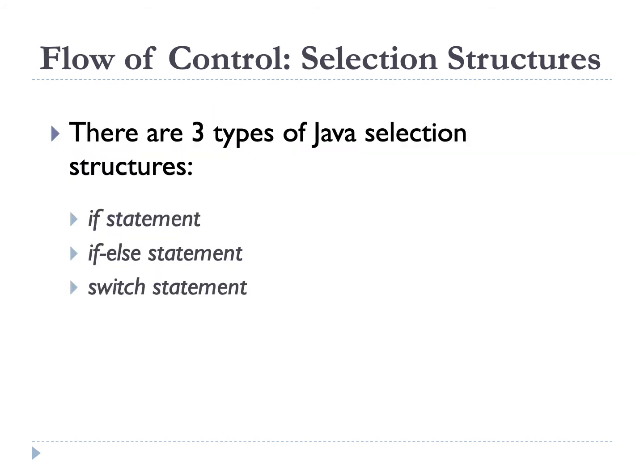Going back to selection structures, in selection we can have several options or paths based on the condition. There are 3 types of Java selection structures, which are if statement, if-else statements, and switch statement. We can also have multiple selection and nested if, where we have if statement within if statement, or if statements within else statements. It all depends on what we want our program to do. We will look into all of this in this topic.